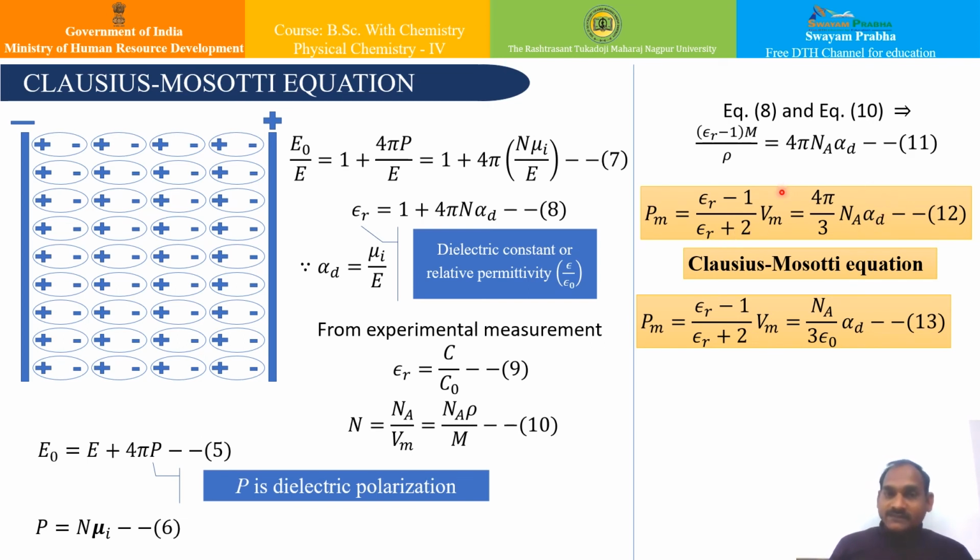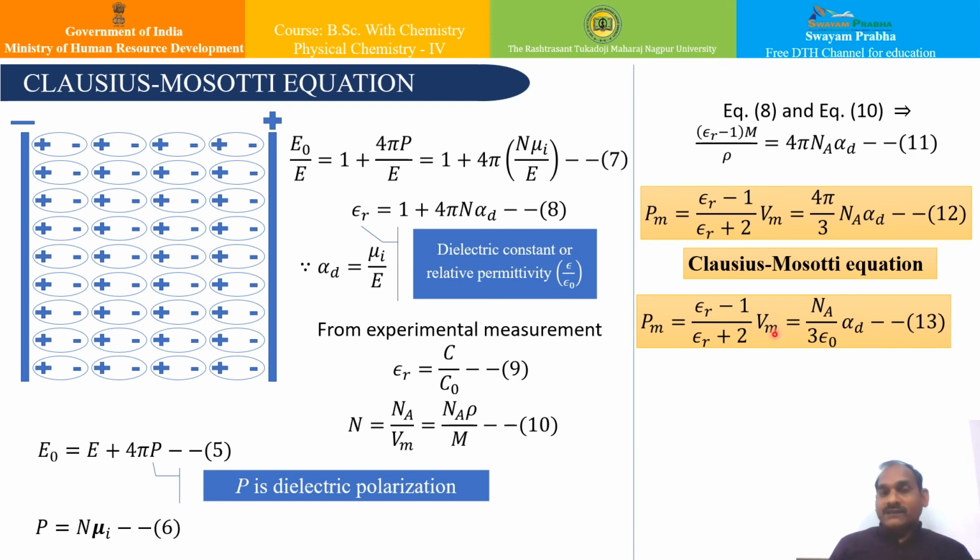Now in the SI system, the Clausius-Mosotti equation is written in this form. If I change this part, 4 pi by 3, it gives me Na upon 3 epsilon 0 into alpha d. The rest of the part remains. So equation 13 is the Clausius-Mosotti equation in terms of the SI system.